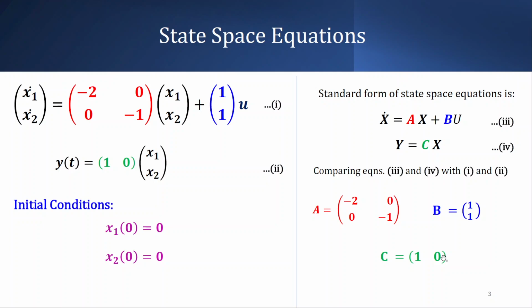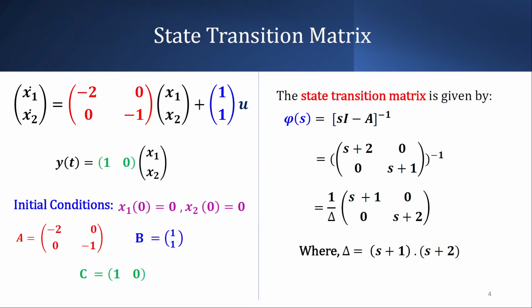Having done that, now let us look at the state transition matrix. I have rewritten the information that we found in the previous slide, writing down the A, B and C matrix over here. Now the Laplace transform of the state transition matrix, that is psi of S, is given by (SI minus A) whole inverse.